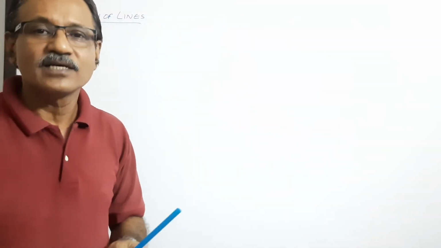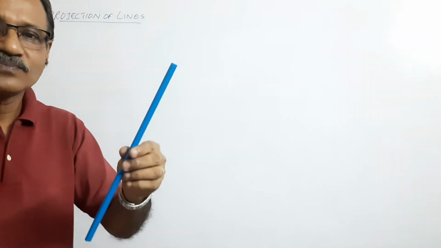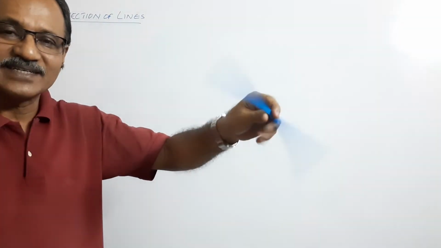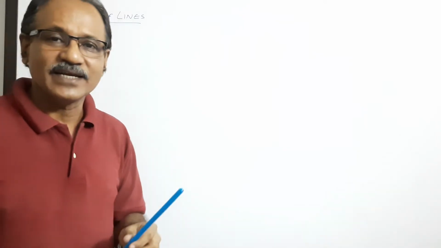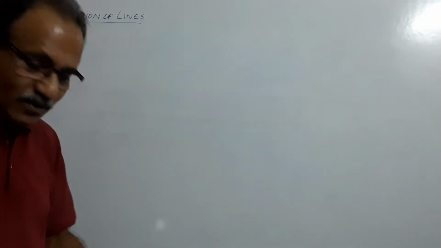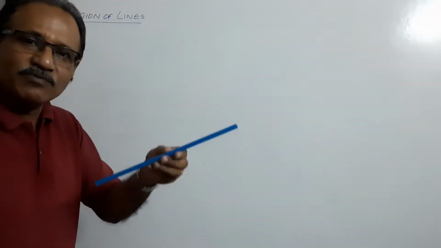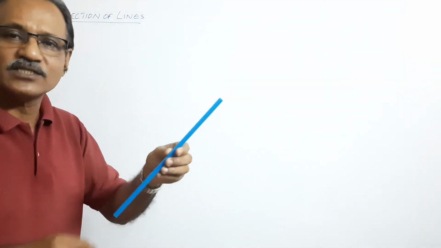This is for convenience. This is a line in space. Hold your line in numerous positions in first quadrant. Agreed? For better understanding, now we take this wall as VP and this floor as HP for reference. I am holding the line. You can preferably take a line of about 25 to 30 centimeters long.